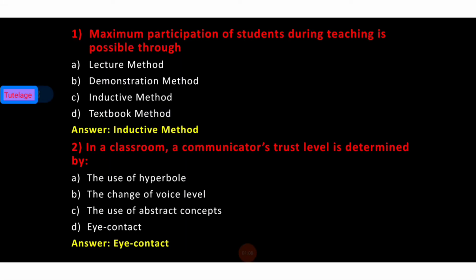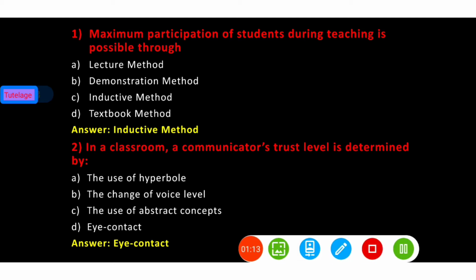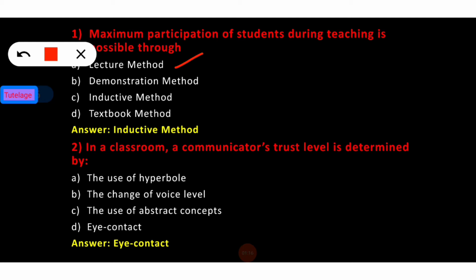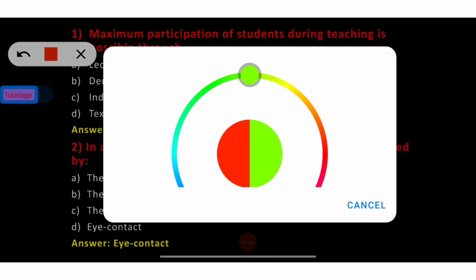So the first question is, maximum participation of students during teaching is possible through which method? There are four options: lecture method, demonstration method, inductive method, and the textbook method. The correct option is option C, which is inductive method. Maximum participation of students during teaching is possible through the inductive method only, not the lecture method, demonstration method, or the textbook method.